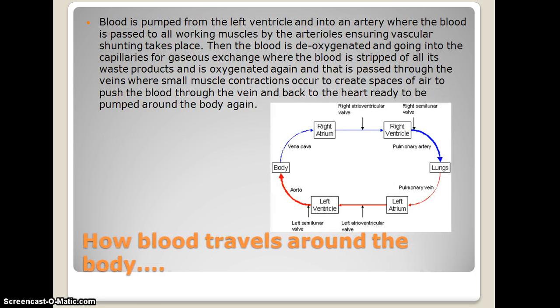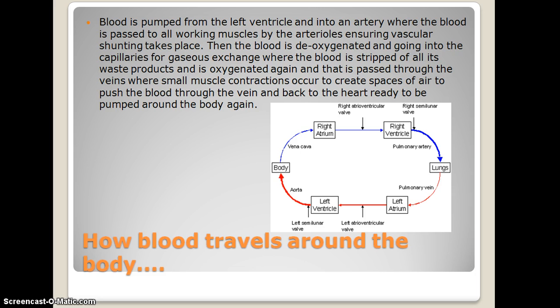How blood travels around the body. Blood is pumped from the left ventricle and then goes into an artery, where the blood is passed around the body, on through into arterioles, where it's passed around the body to all the working muscles. And also vascular shunting occurs in this place as well, to oxygenate blood there.